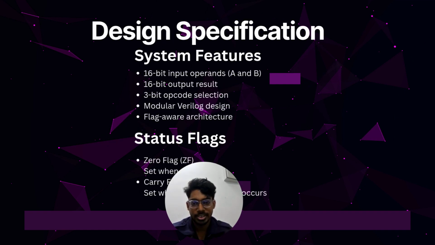For the design specification, there is a 16-bit input, which is A and B, and also a 16-bit output, and we use a 3-bit opcode selection because there are eight operations, and we use Verilog design to code this project.